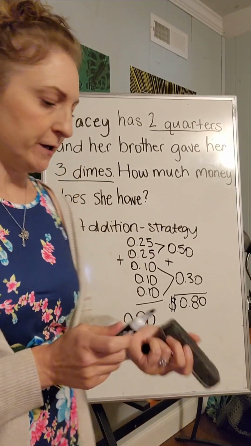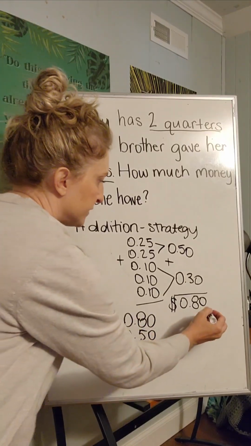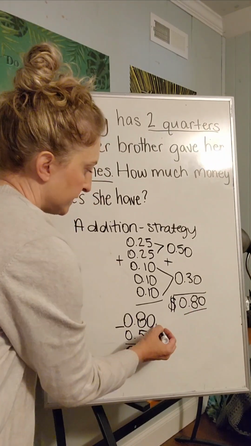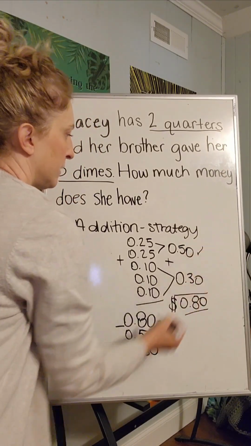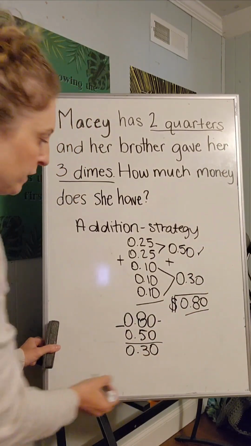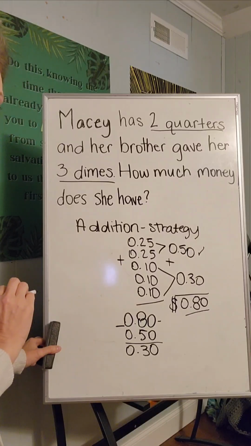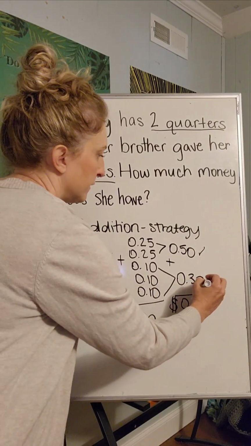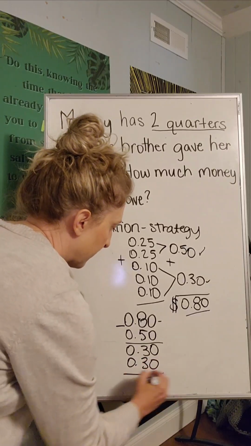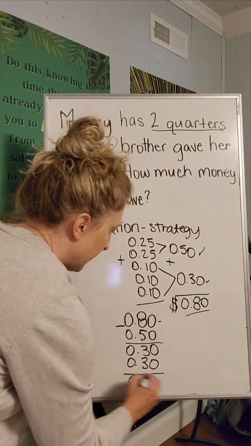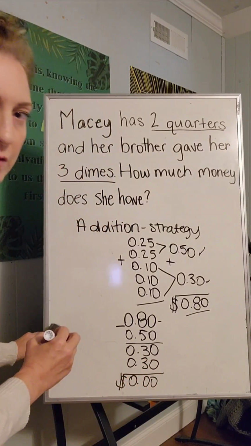As we are double checking our work, we take our total, which is our 80 cents, and we take away the 2 quarters that Macy started with, and that leaves us with 30 cents. Then we take the 30 cents that her brother gave her, and we subtract that. And that brings us back down to $0.